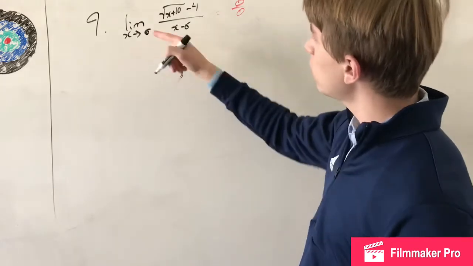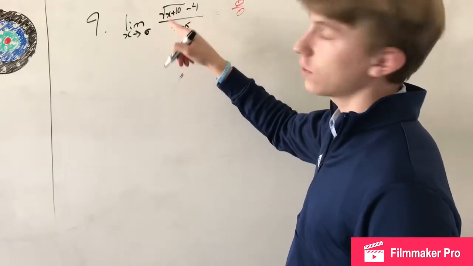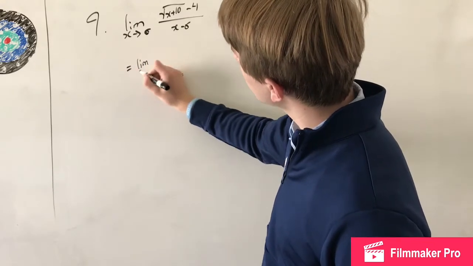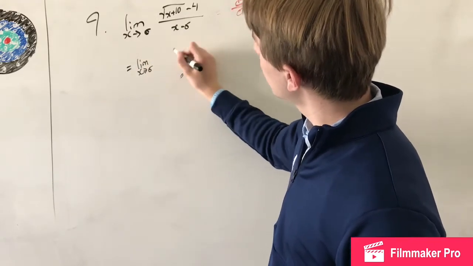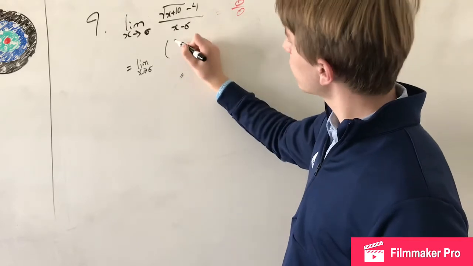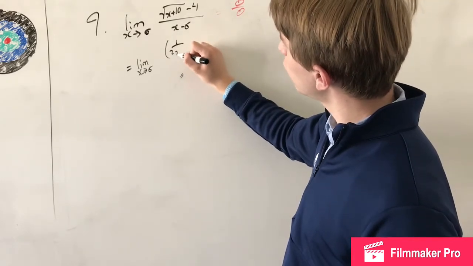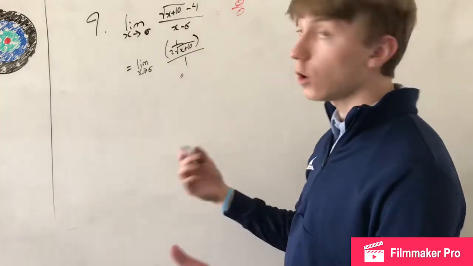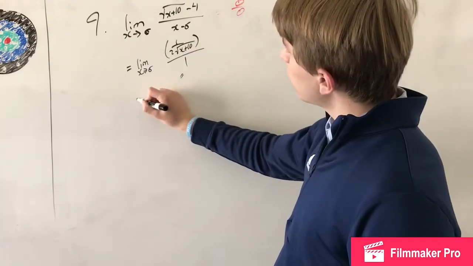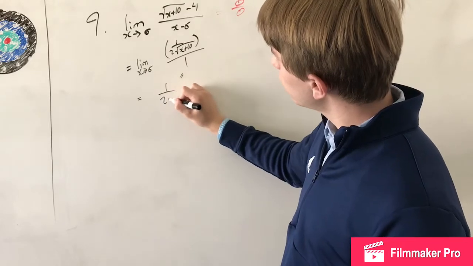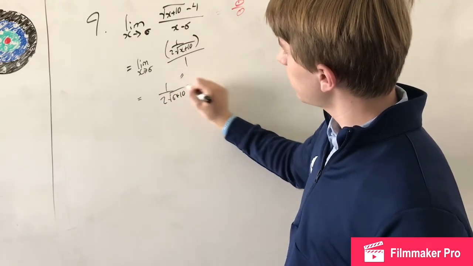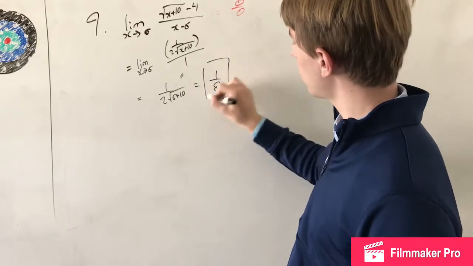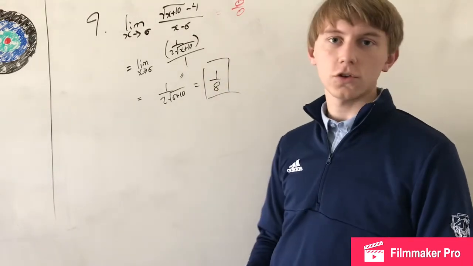But 9a, we just do L'Hopital's rule and we differentiate the top and the bottom. So this will be equal to the limit as x approaches 6 of the derivative of the top, which is 1 over 2 root x plus 10. Derivative of the bottom is just 1. So this would be 1 over 2 root 6 plus 10, and this is the same as 4, so we get 1/8. And that's the answer.